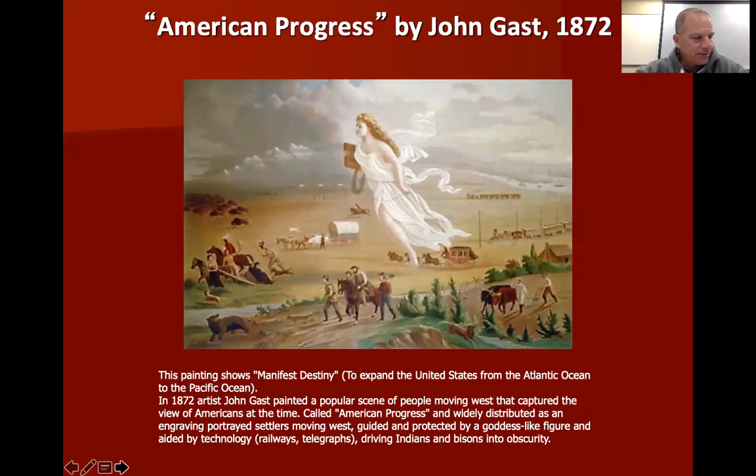Manifest destiny was a phrase during the mid 1800s that meant that many people believed that it was God's will that the United States stretch from sea to shining sea, from the Atlantic all the way to the Pacific.